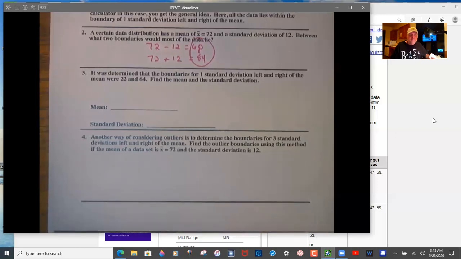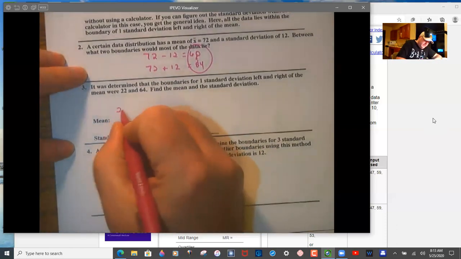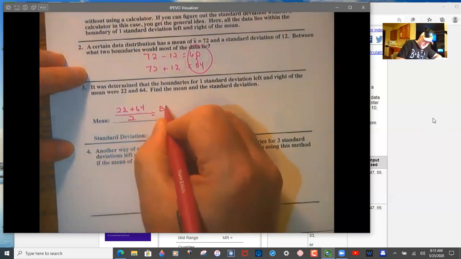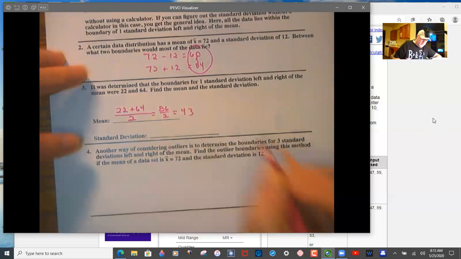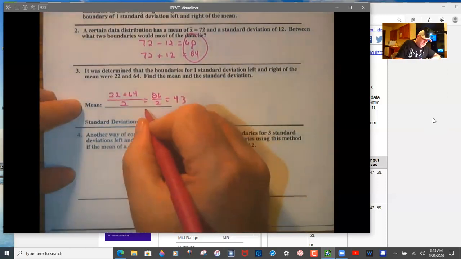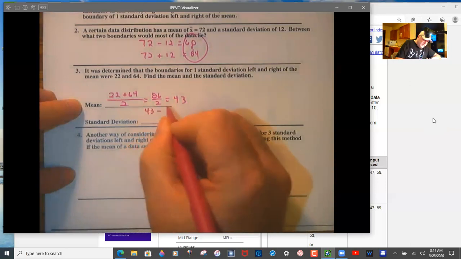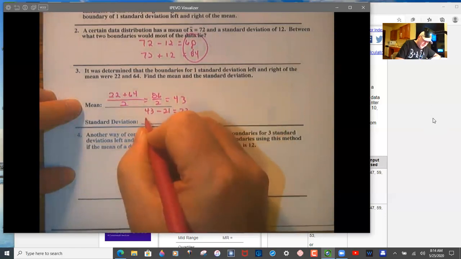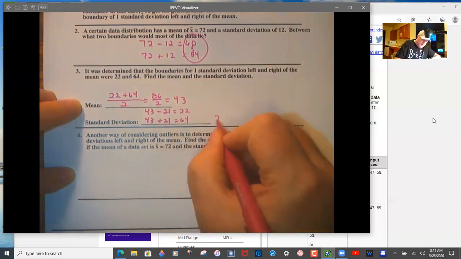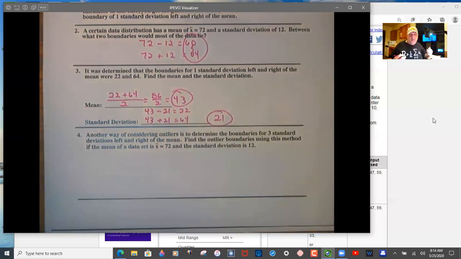Problem 3, so you have now the 2 values, 22 and 64. How do you get the mean? Well, you add them and divide by 2. So this is 86 over 2. So 43 must be the mean. And then you just think about, so 43 minus what is 22? That would be 21. And then 43 plus what is 64? That would be 21. So the standard deviation is 21. So that's just like working backwards.